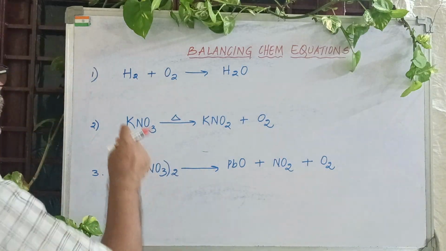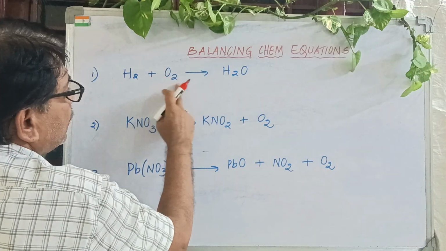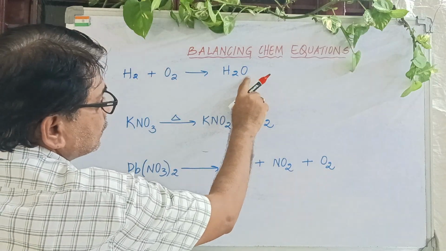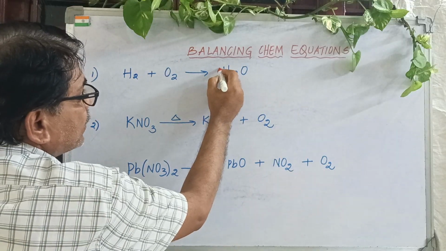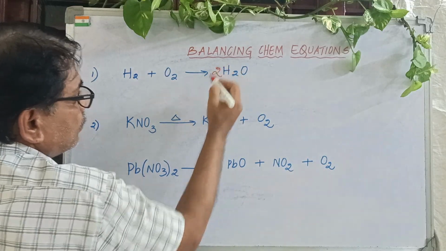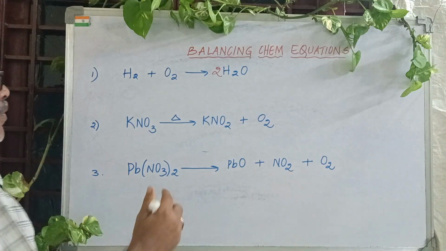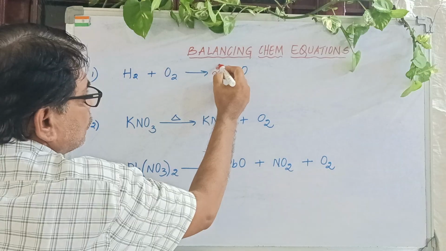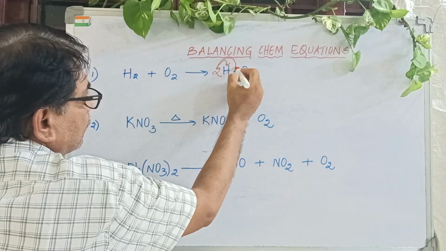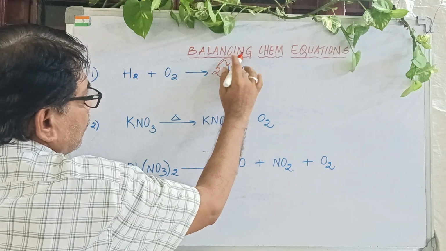So now let us do it. H is 2, H is 2, O is 2, O is 1. For this, just to make this oxygen 2, you need to add that number in front of H2O. Because whatever we have to do, we do in the front, right? So I added 2. This 2 is applicable for both.